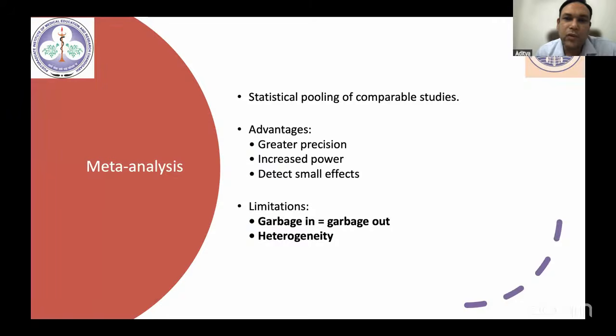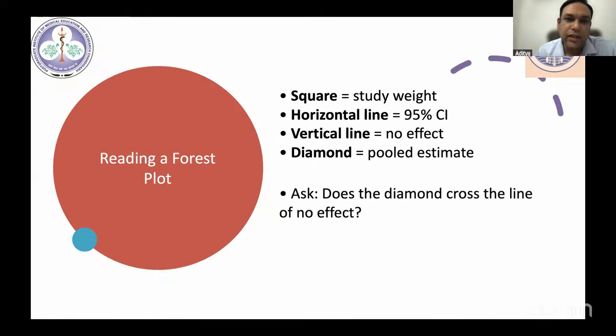Now you are pooling the comparable studies for greater precision, increased power, but you must understand two things: that it's garbage in, garbage out. I'll give you an example. And the second thing you need to look at is heterogeneity. So my job in the next 2 minutes is to teach you how to read a forest plot.